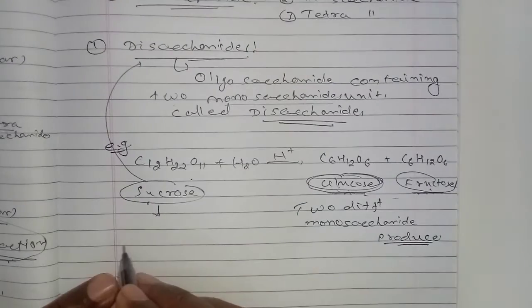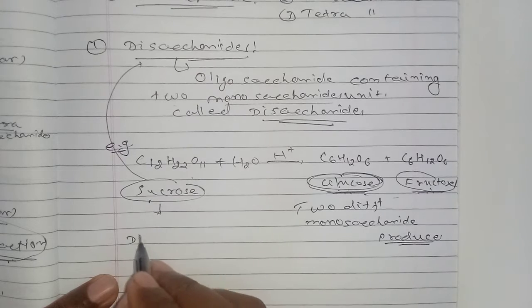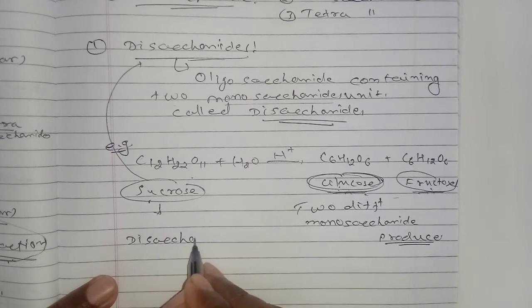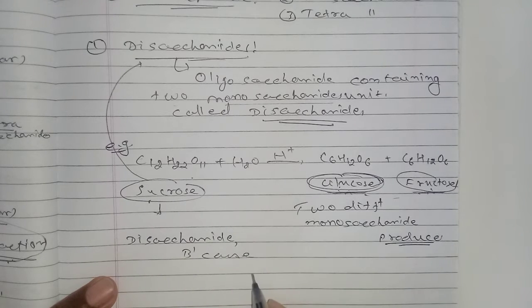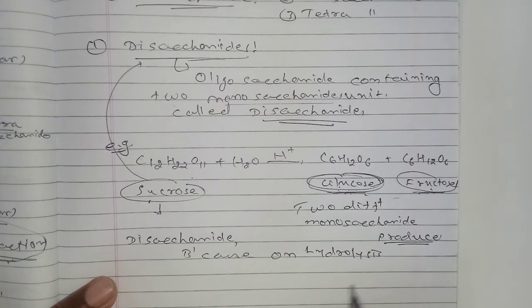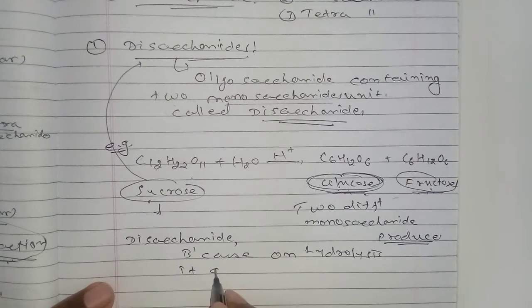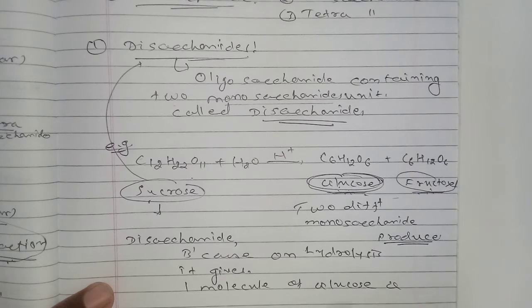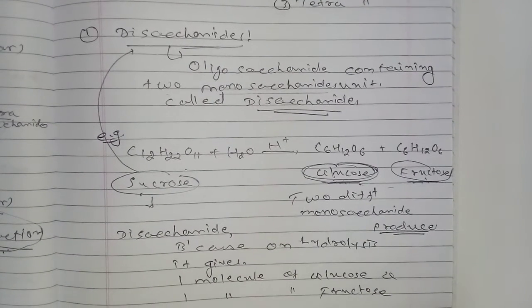Why is sucrose a disaccharide? Because on hydrolysis it gives one molecule of glucose and one molecule of fructose. Okay.